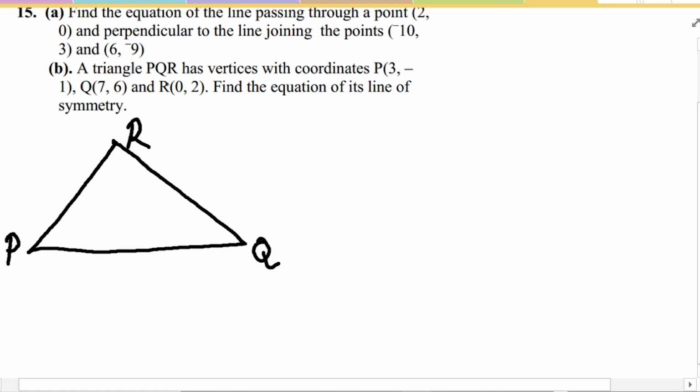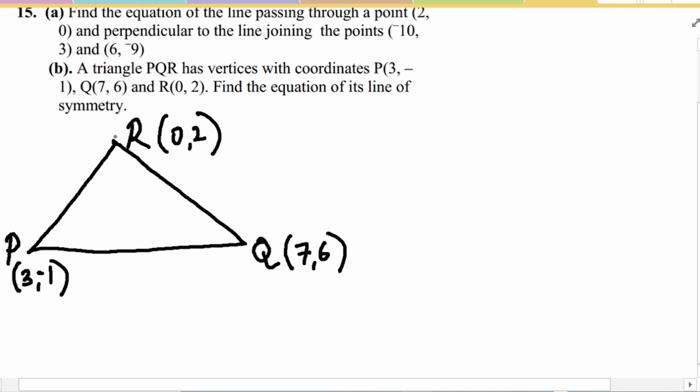Okay, so they are telling us that the triangle PQR has vertices with coordinates P. Coordinate P is 3, negative 1. So this is 3, negative 1. And then we have Q, which is 7, 6. Q is 7, 6. And R is 0, 2. Now they're asking us to find the equation of its line of symmetry.